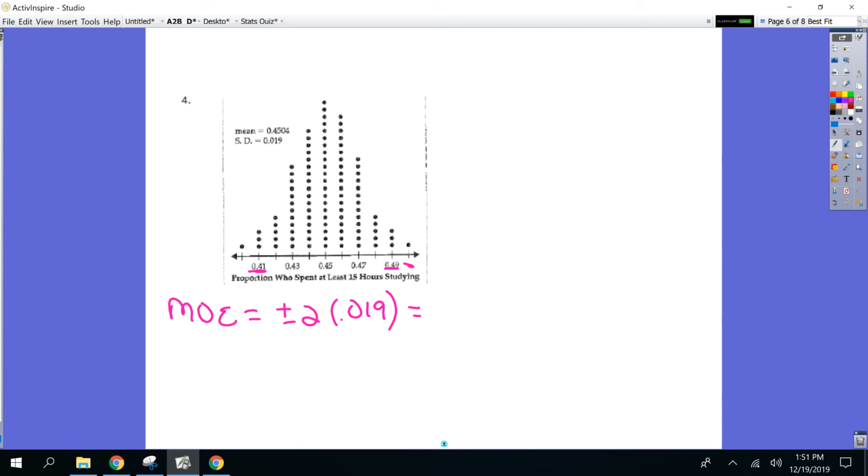Margin of error, what do you have for me? Plus or minus, don't forget your plus or minus, 0.038. So we're saying that mean could be off by 0.038 in either direction. Once I know that, what's your confidence interval now? We're 95% confident that the population mean will be between what and what? So I take 0.4504, add and subtract 0.038.